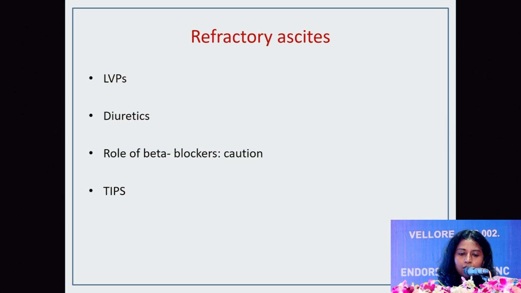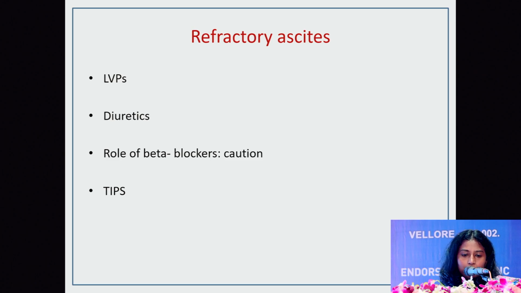What do we do? Now, things we can do. One, large volume paracentesis. We see many of our patients coming weekly to our OPDs to get these large volume paracenteses along with albumin. Now diuretics, we need to be careful. By the time they reach this stage, they may not tolerate diuretics. Third, and this is a very controversial topic, the role of beta blockers in refractory ascites. We should be cautious and if possible try to avoid beta blockers in patients with last stage liver cirrhosis.